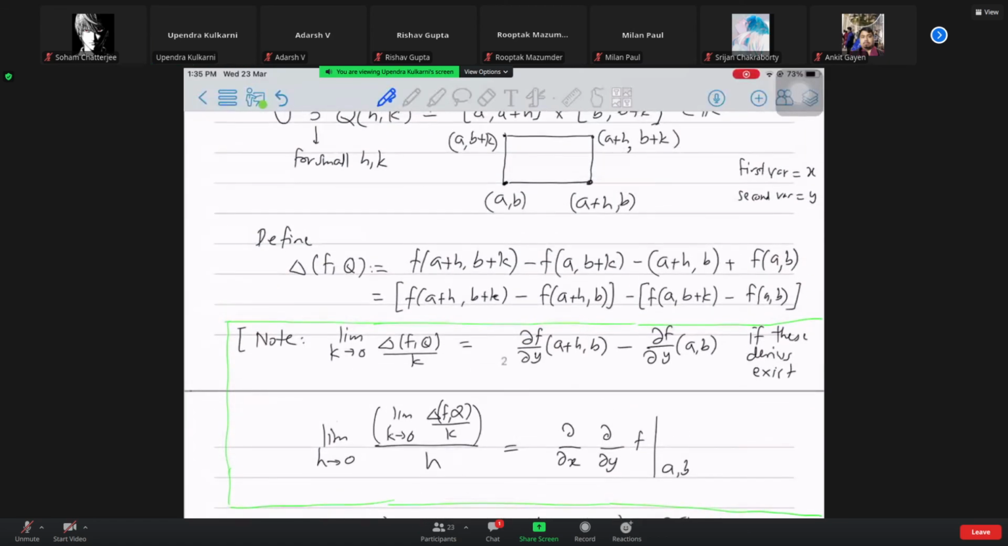In that this 4 term expression, if you rearrange the 2 middle terms, is exactly the quantity that, when divided by h times k, allows you to ask that question precisely: does changing the order of the limits, first letting h go to 0 and then k go to 0, or the other way around, make a difference, and how does that compare?